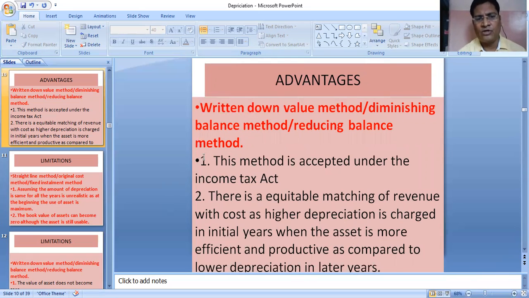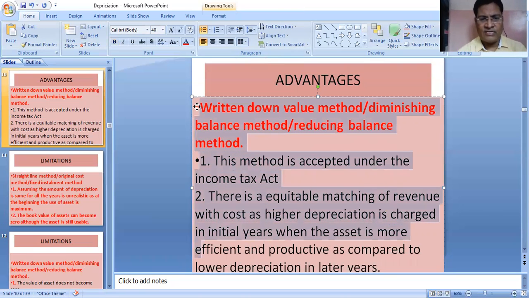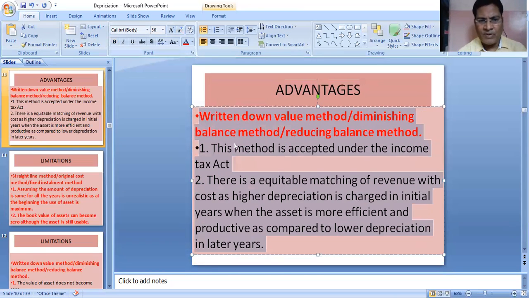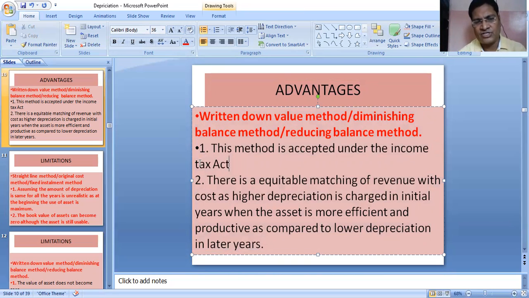Now, one more thing I need to add over here, students, is that I'll give you one example. Suppose the depreciation is 10%. Suppose the value of the asset is 10,000. So 10% means 1,000 the first year. Next year it will be on 9,000, that means 900. Next year again it will be on 8,100, that means 810. Every year I'm subtracting the depreciation and getting the value, on which I am charging depreciation.